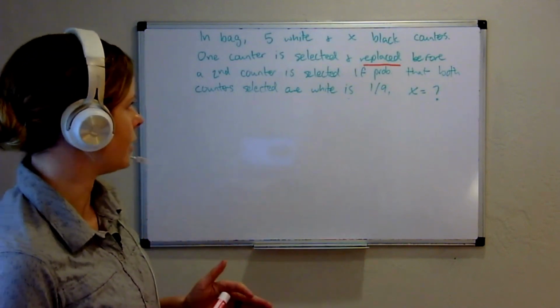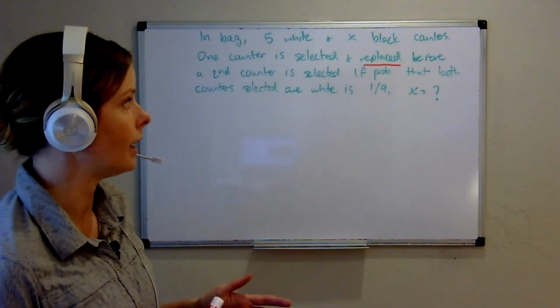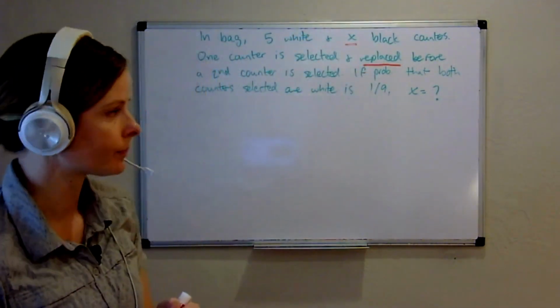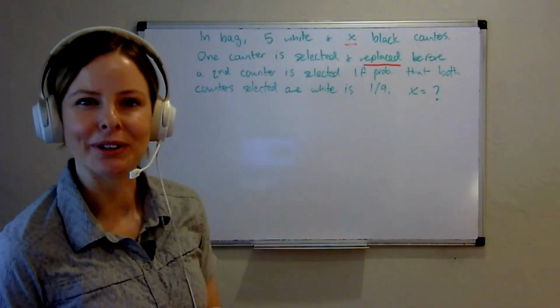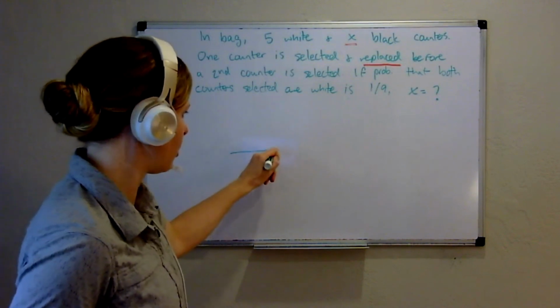We're then told that the probability that both counters selected are white is 1/9, and then what we want to solve for is x, this number of black counters. So yes, there are variables, but guess what? This is just like any other probability question. We're just thinking about what are my odds of success on that first pull, on that second pull.